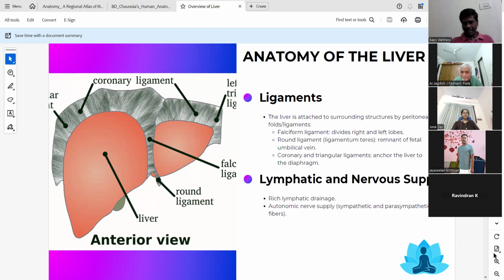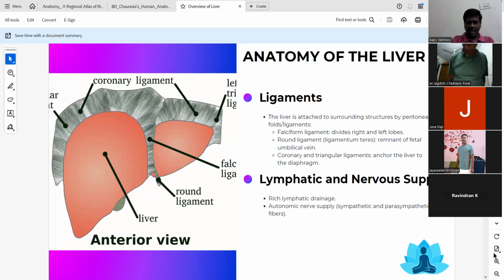And the lymphatic and nervous supply. The liver has rich lymphatic drainage, because it is involved in complete detoxification activities, and it does a lot of physiological activities. So it has a rich supply of nervous system, lymphatic, and also blood vessels. And it has connections of both the sympathetic as well as the parasympathetic nerves.